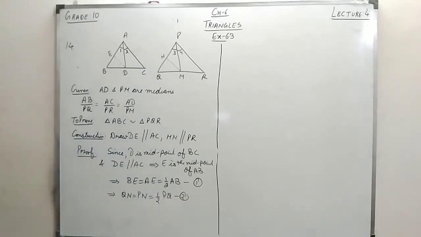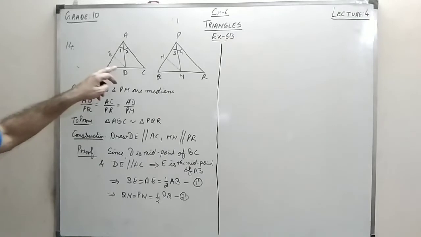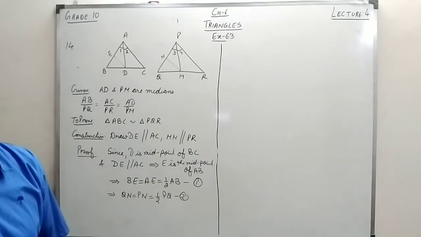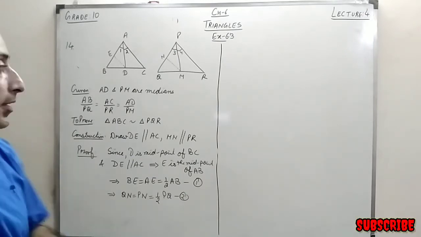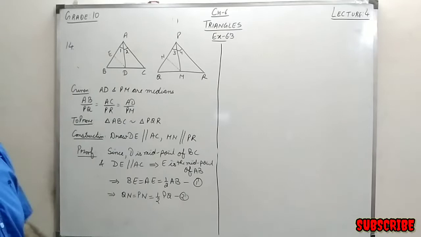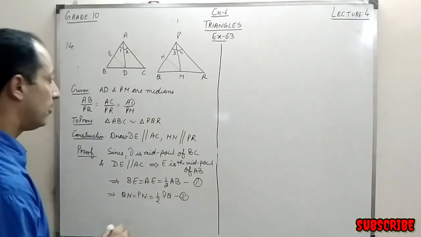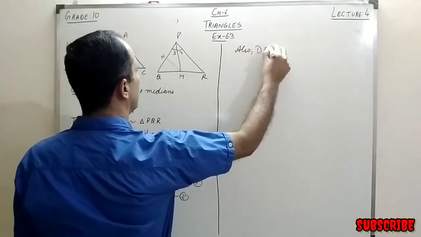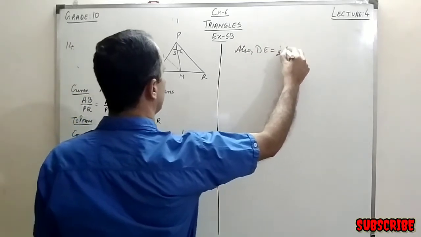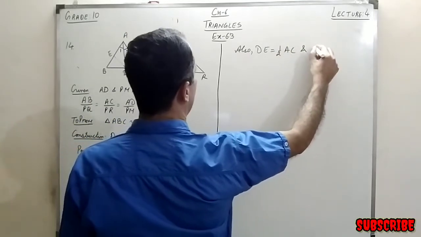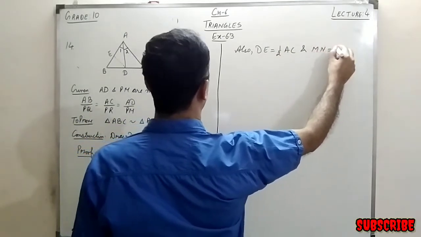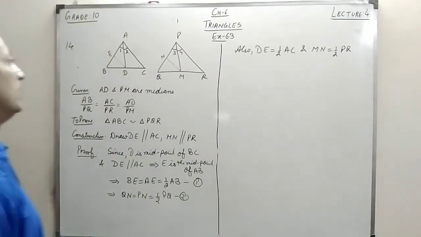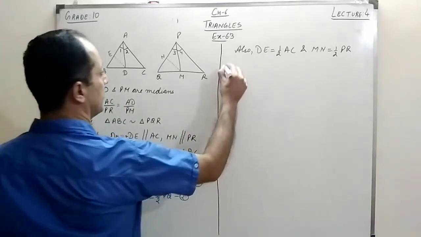What else? If you go by the midpoint theorem, since these two are the midpoints, and we learned if a line is joining the midpoints of two sides, then it's parallel to the third side and half of it. It means this DE is half of AC also. Also, we can say that DE is half of AC, and similarly MN is half of PR.